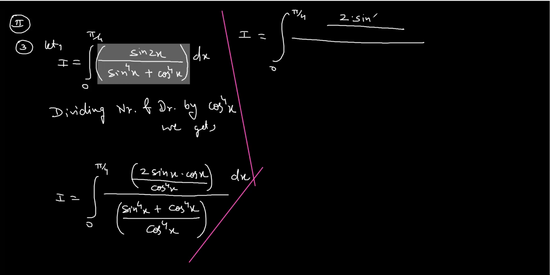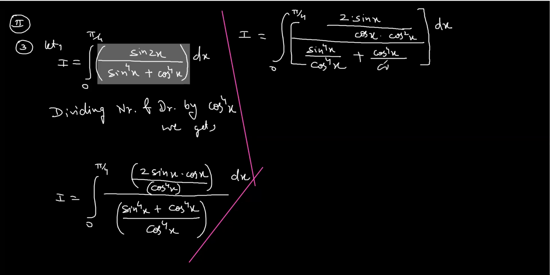I'm left with 2 sin x. This cos x gets cancelled with 1 cos x. And since 1 cos x is cancelled, I'm left with cos cube x, which I prefer to write as cos x into cos square x, and this dx is written for this. Okay. Now down here I will split the denominator. So this is sine raised to 4x upon cos raised to 4x plus cos raised to 4x upon cos raised to 4x.